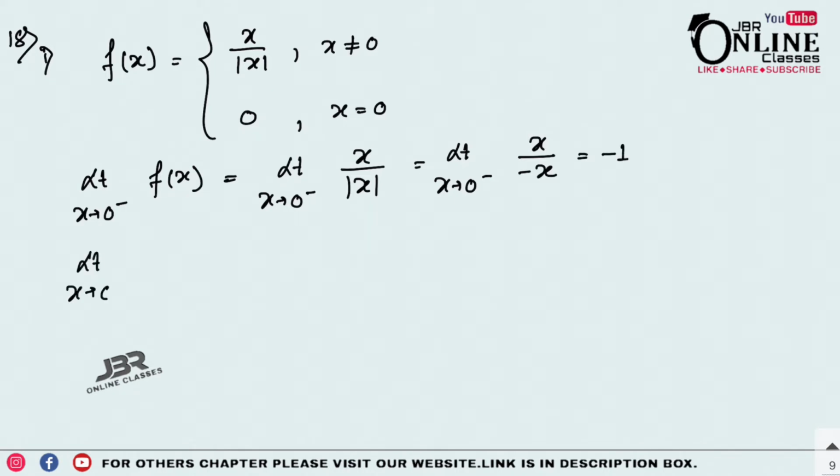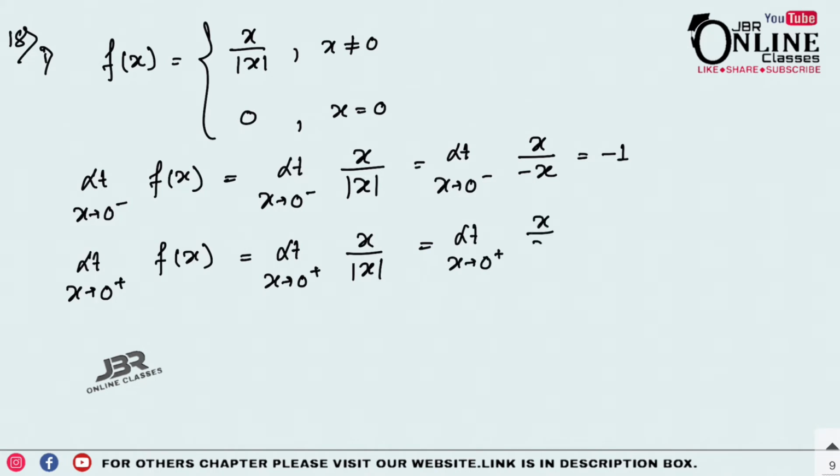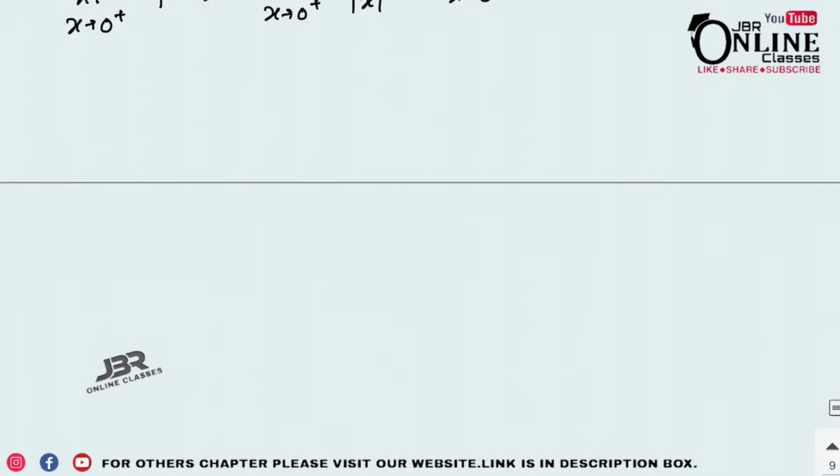For the right continuous, limit x tends to 0 plus f(x). So limit x tends to 0 plus x by mod x, and for this one here only limit x tends to 0 plus x by x, and that one equal to 1. Okay, so that means the left limit is not equal to the right limit. So here f is discontinuous at the point x equal to 0. Okay, similarly you can solve the next part. Now next, sum number 19.